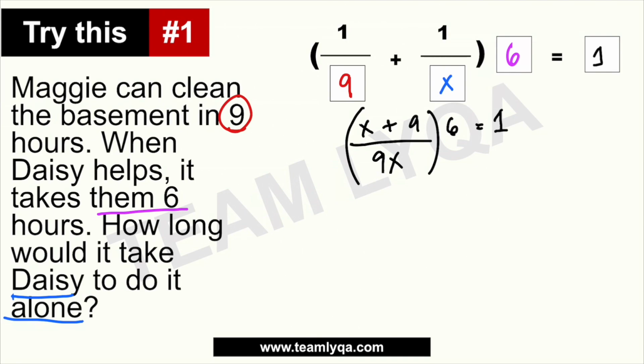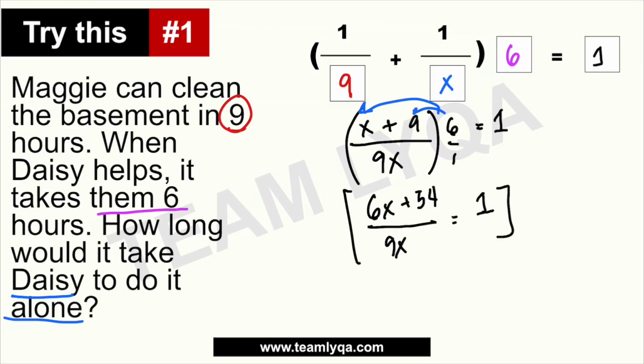Then, to take it out of the parenthesis, we distribute the 6 here. Okay? So now we have 6x plus 54, that's still over 9x. It didn't change because it's over 1, so it's still itself, equal to 1. Then, to remove the 9x at the bottom, we multiply the whole thing by 9x. It will cancel now. So now we have 6x plus 54 is equal to, again, if I multiplied it here, I should also multiply the other side by 9x.